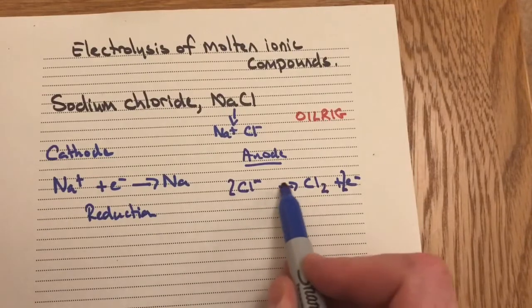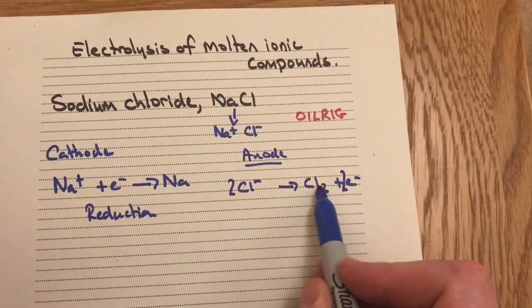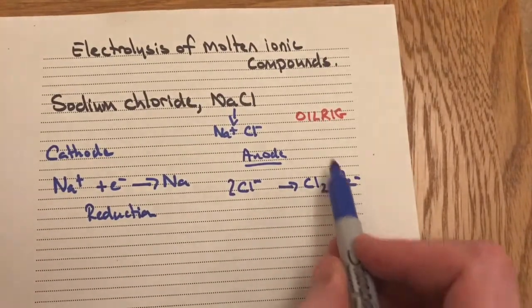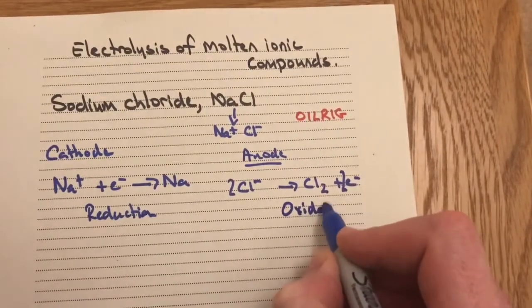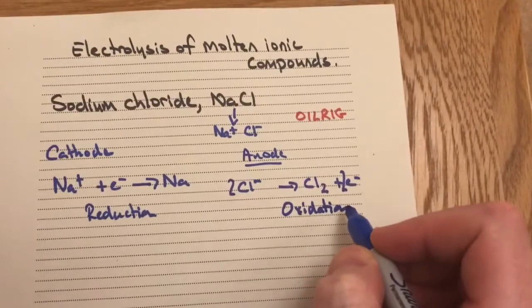This ion is losing electrons to form chlorine, so there are the electrons that have been lost. Oxidation is loss, therefore this side of the reaction is about oxidation.